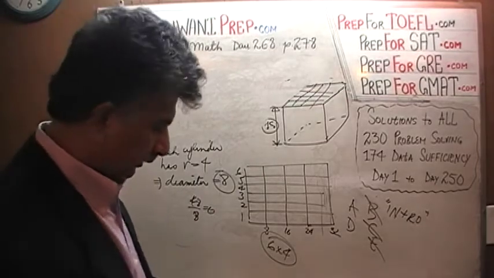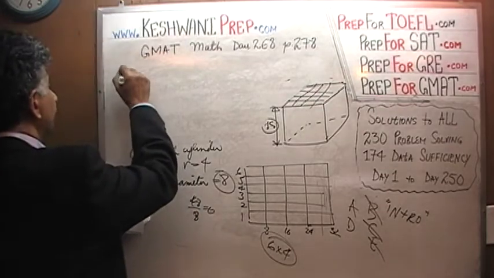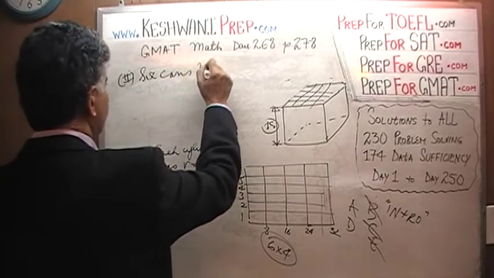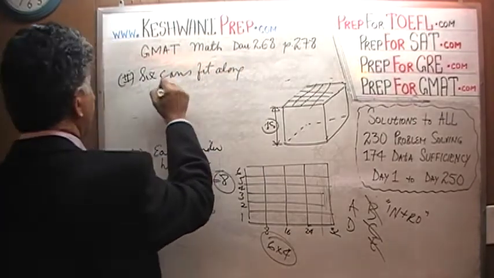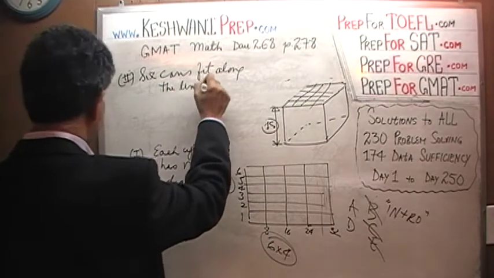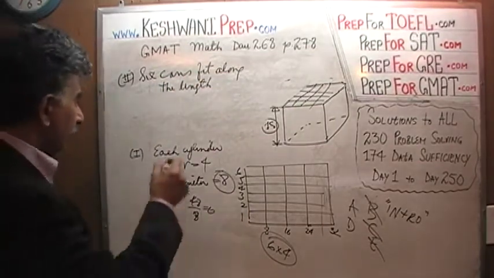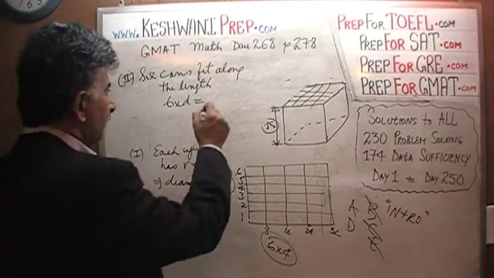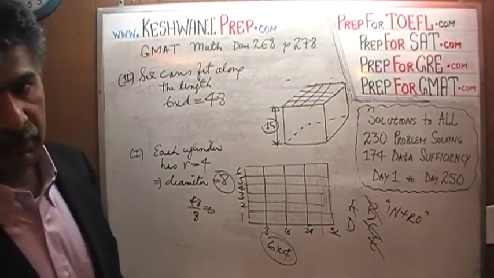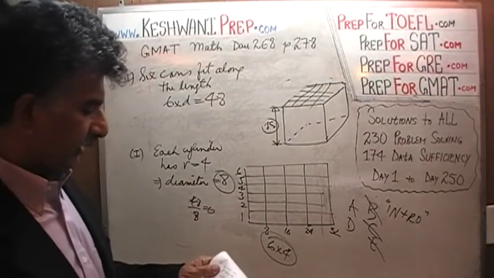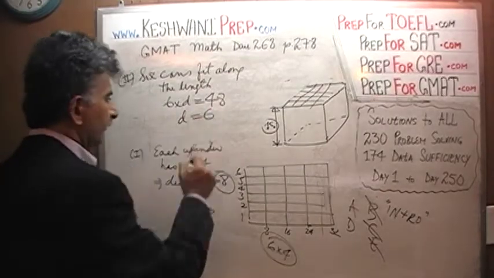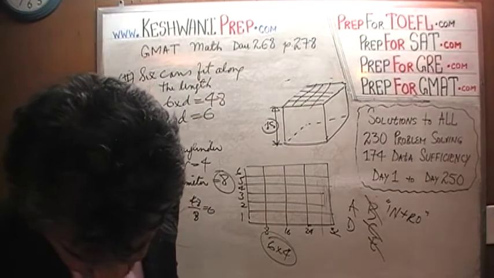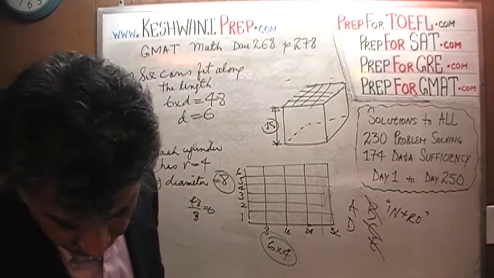It doesn't exist. The second statement tells us the 6 cans fit along the length. 6 cans fit along the length, which means 6 times the diameter has to fit along the length. And the dimensions that were given to us, the 48 was the length there, that's the longest part there, and therefore that tells us the diameter must be 6. Diameter must be 6.